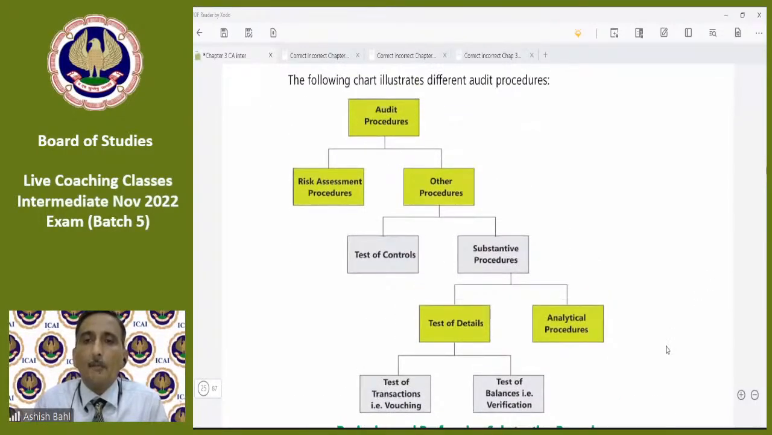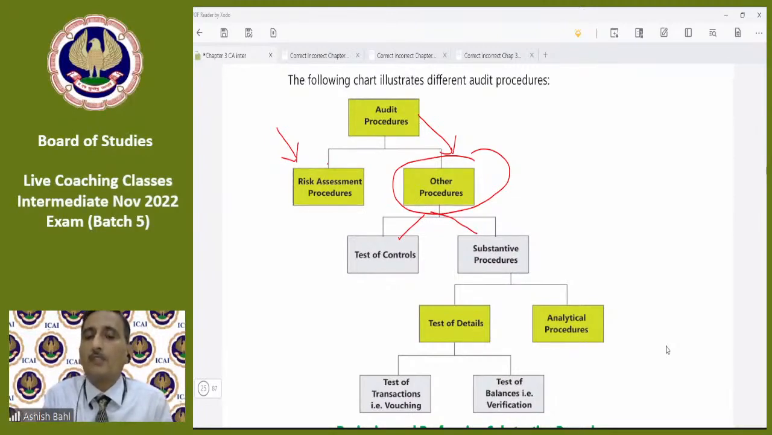Again, you have to remember, guys, that audit procedures, this we have done in our first session, consist of risk assessment procedures and other procedures. And other procedures in turn are divided into tests of controls and substantive procedures.